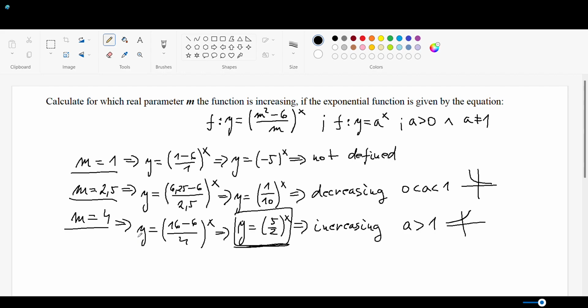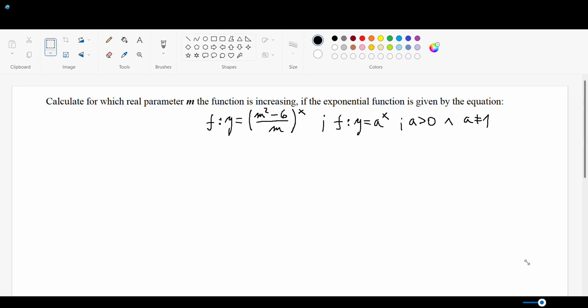Basically, to summarize, in our task we are interested in finding all the values which we can fill in the equation of our exponential function so that the function is increasing. Let's find out how we do that. Okay, so I am not going to use this anymore.